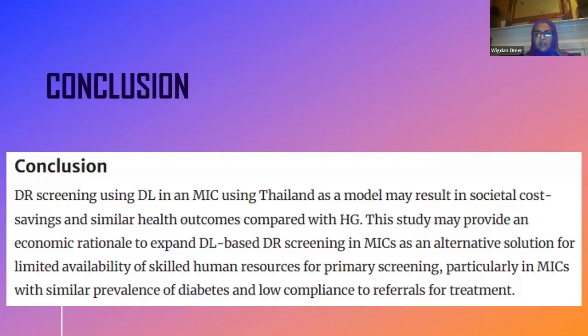So this study provides an economic rationale to expand DL-based DR screening in middle-income countries as an alternative for limited availability of skilled human resources, which is a big problem there in Thailand, and because they also have high prevalence of diabetes in their population and low compliance.